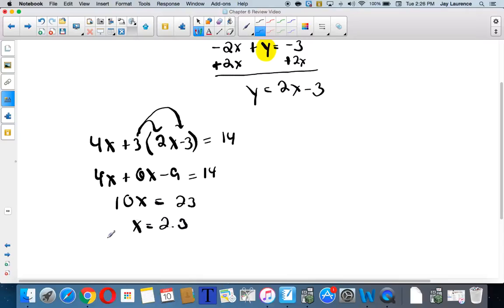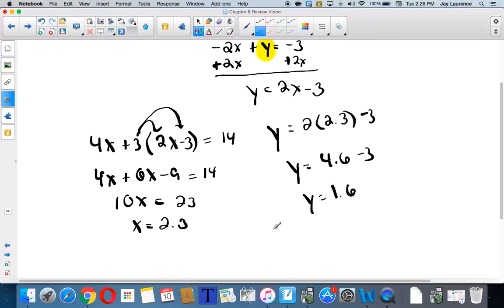2 3/10. Now, to figure out y, I'm going to use this equation here where y is already alone. So I'm going to go y equals 2 times 2 3/10 minus 3. Well, I think that means y is going to equal 4 6/10 minus 3, or better yet, y will equal 1 6/10. So these two lines will cross at the point (2 3/10, 1 6/10). All right.